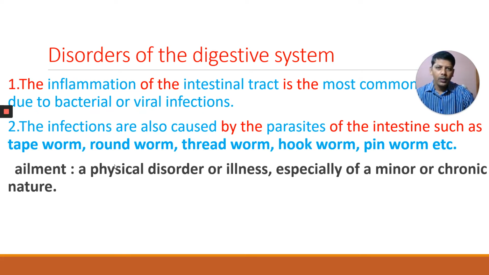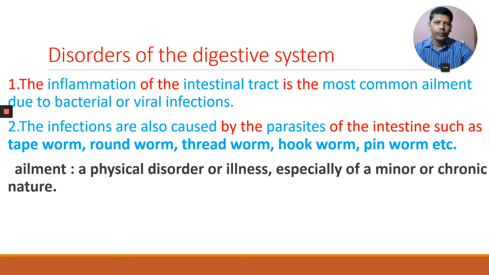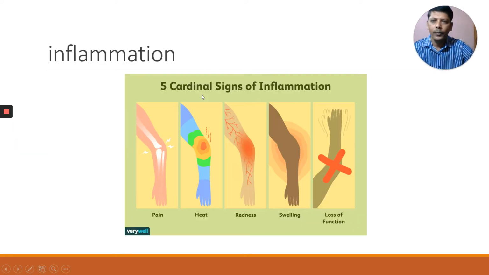The inflammation of the intestinal tract is the most common, due to bacterial infection. What is meant by inflammation? Okay, you can observe here. When you have inflammation in some body part, there will be pain, there will be heat generation, there will be redness, and there will be swelling. These are the signs of inflammation.